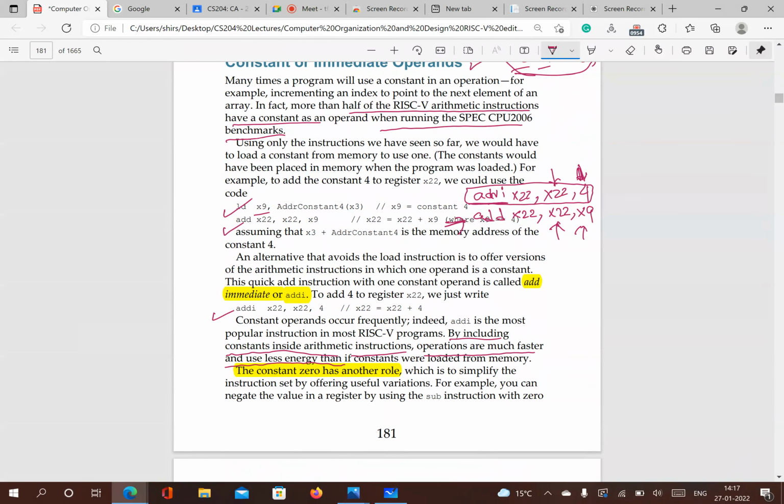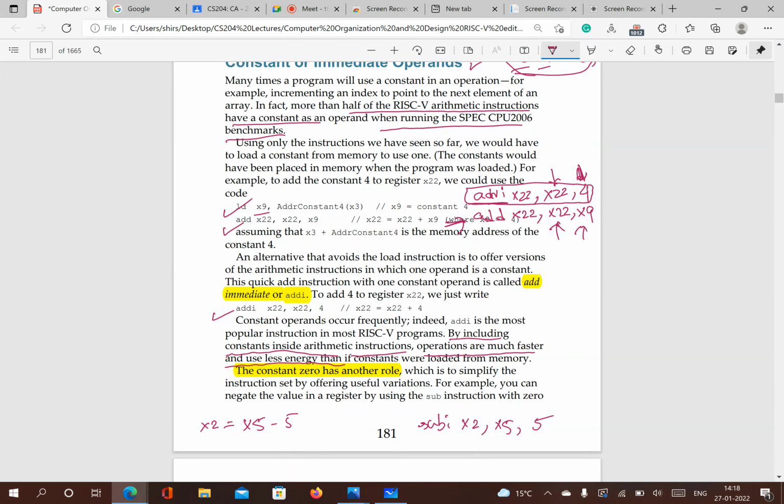Immediate instructions are not just for add. An immediate instruction is also possible for sub. Suppose I can write subi x2, x5, 5. The meaning of this line is x2 equals x5 minus 5.